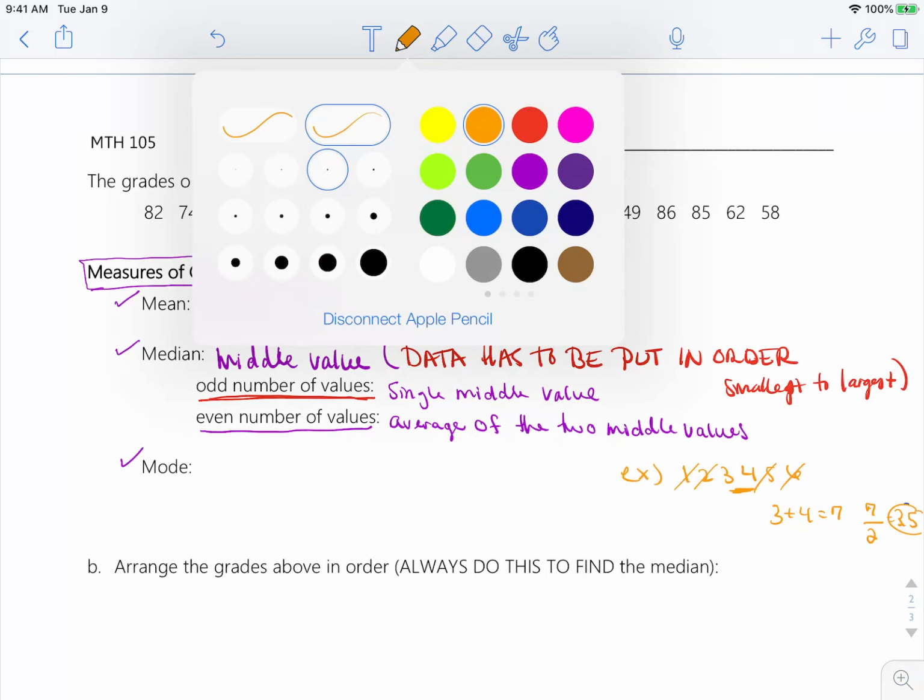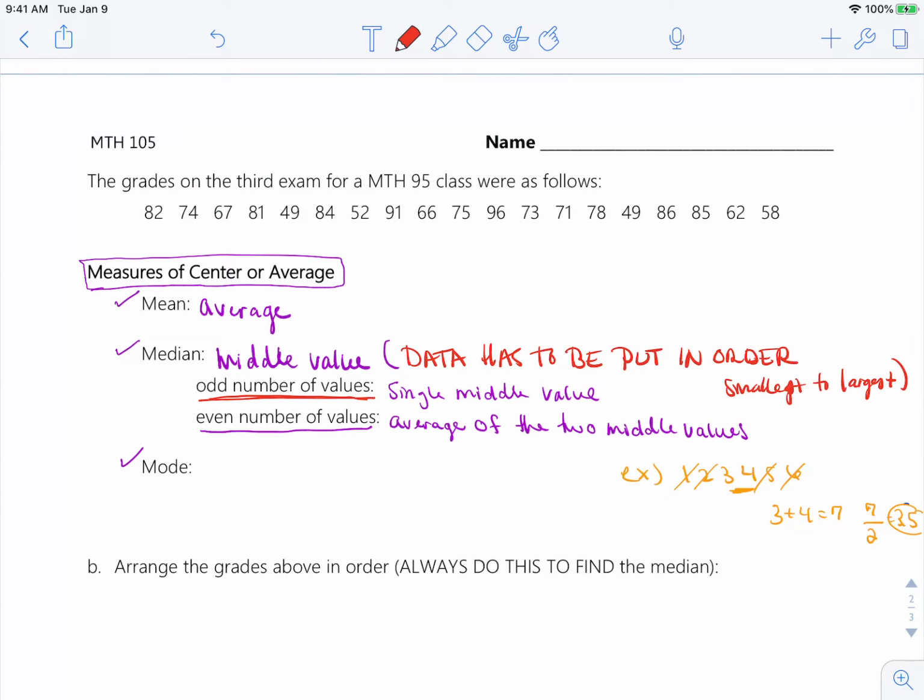And your mode is going to be the thing that occurs the most often. However, on your histogram, this is the location of the center of the highest bar on the histogram.